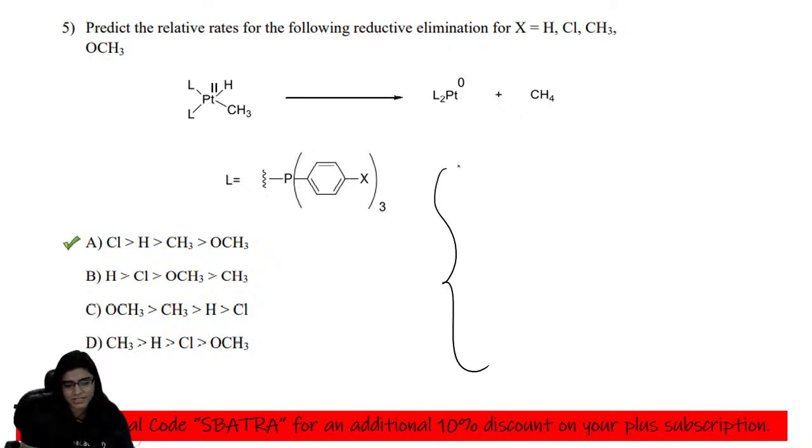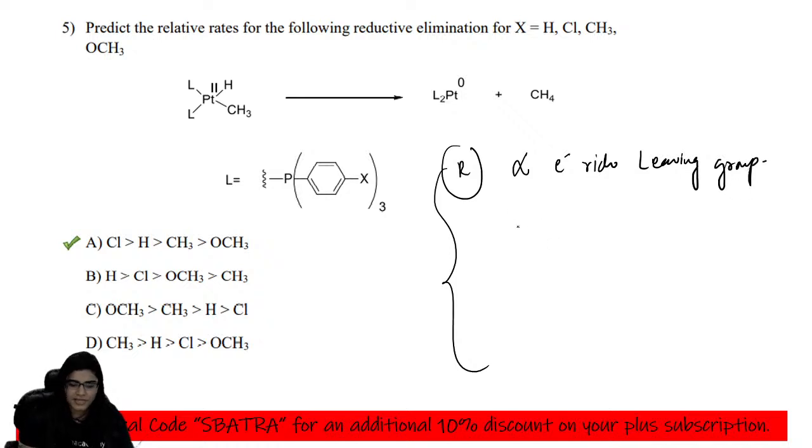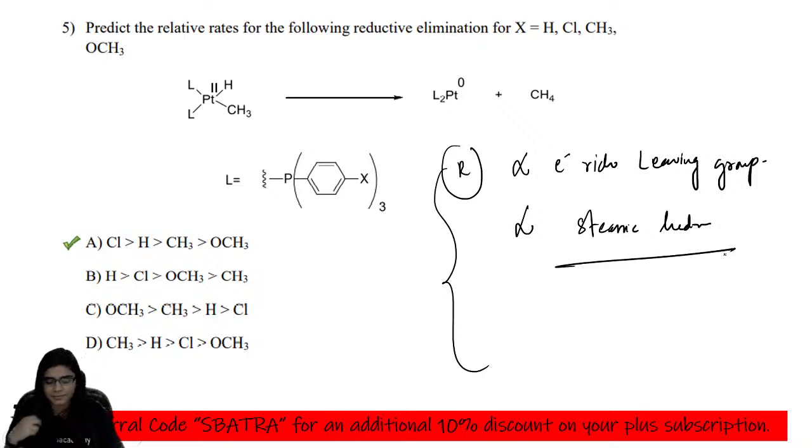Reductive elimination depends on 2 factors. It is directly proportional to electron rich leaving groups, and it is directly proportional to steric hindrance. Can I say this thing? It's directly proportional to electron rich leaving group, and directly proportional to steric hindrance. So this is how we can think of this particular concept.